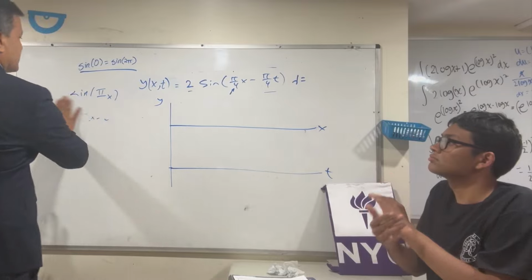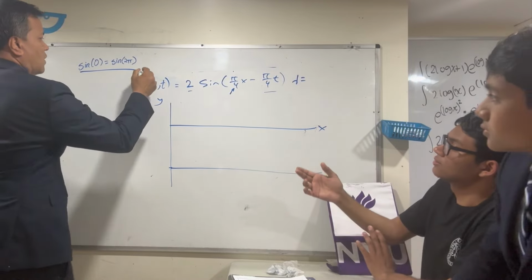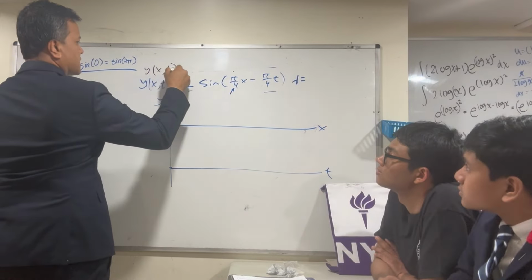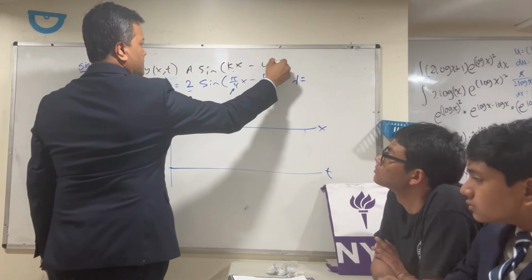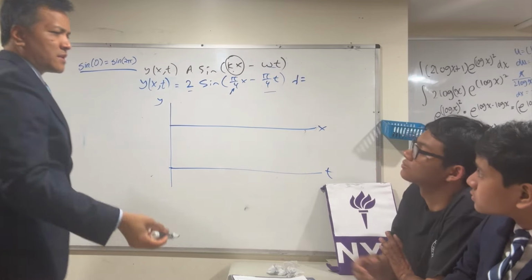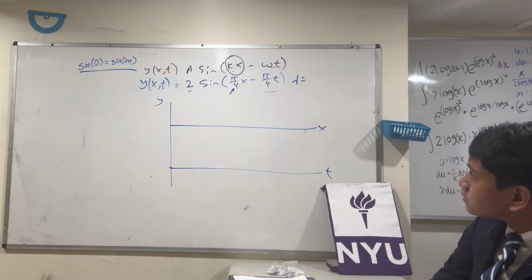Can you find the wavelength another way? Yeah. So y(x,t) is equal to A sin(kx - ωt). Can you use this one to find the wavelength? Yes. The way Isaac found the wavelength is excellent.